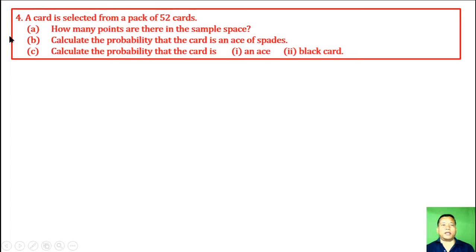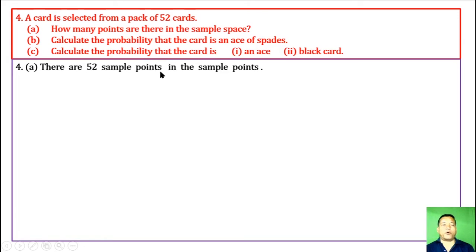A card is selected from a pack of 52 cards. How many points are there in the sample space? There are 52 sample points in the sample space. For B, calculate the probability that the card is an ace of spades. There is only one ace of spades. Therefore, the probability of drawing an ace of spades is 1 by 52.